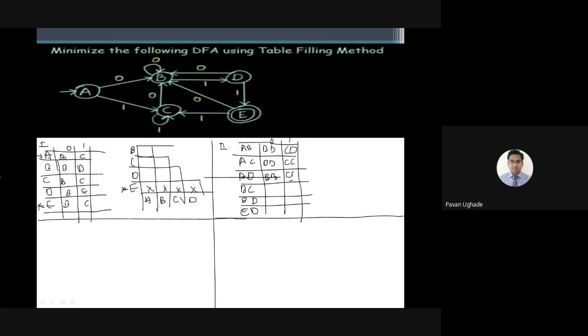Yeah, yeah. Make it fast, guys. Other people, make it fast. Let's see whether you are following the concept or not. This is very important.